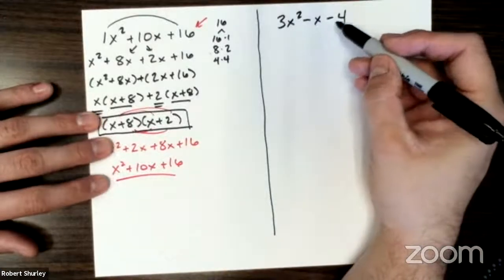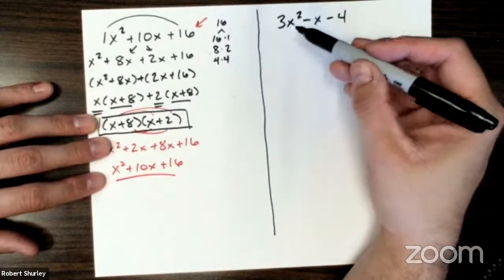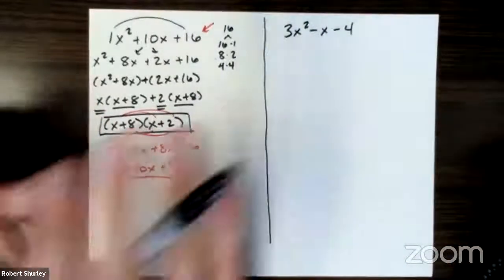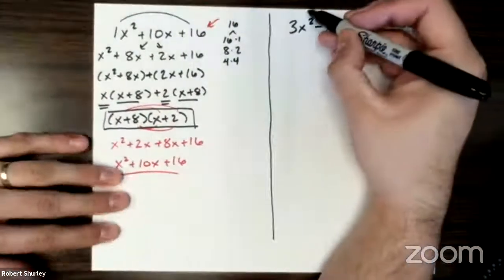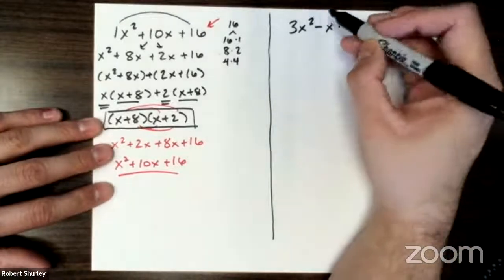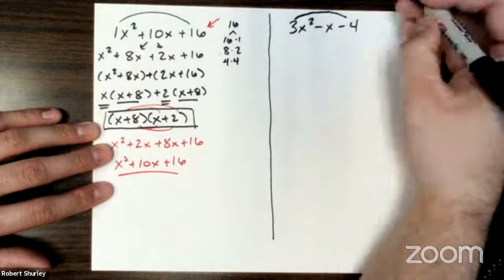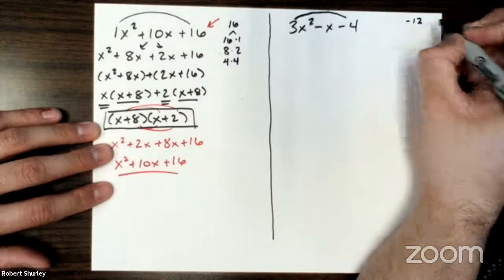The problem is 3x squared minus x minus 4. What makes this different is we've got a minus sign here, and it kind of throws things off a little. We just have to be careful with negatives, right? So again, I'm going to start it the same exact way. I'm going to multiply the coefficient of the first term times the constant. 3 times negative 4 gives me negative 12.